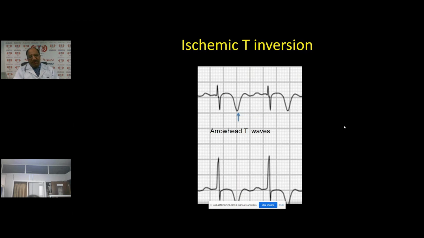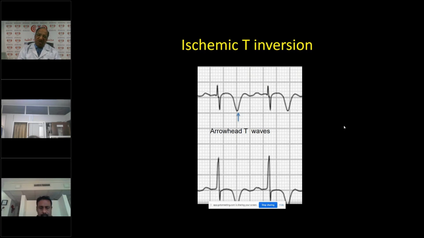Now ischemic T wave inversions are generally symmetric. They are called arrowhead T waves. Whereas non-ischemic ones are asymmetric. So symmetric T inversion, whether it is more than 2 or less than 2 millimeters, should indicate ischemia, particularly if it is dynamic, meaning it was not present in the previous recent ECG.